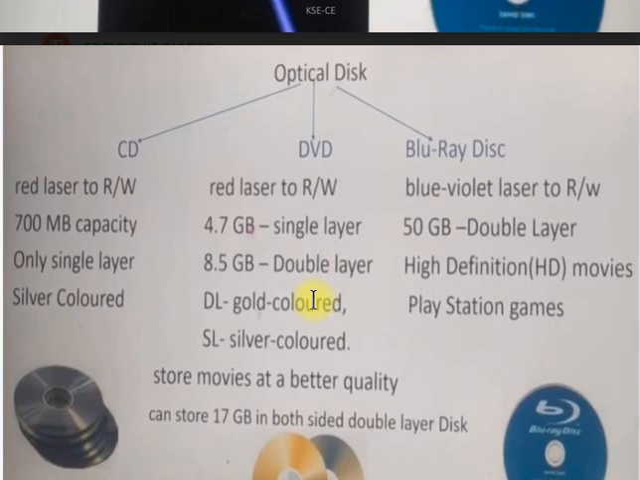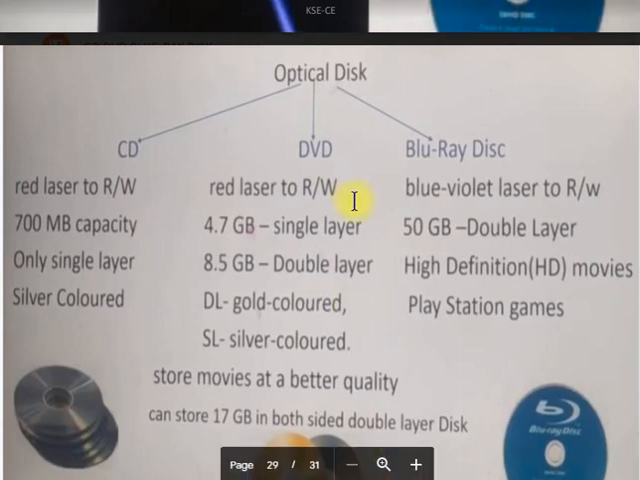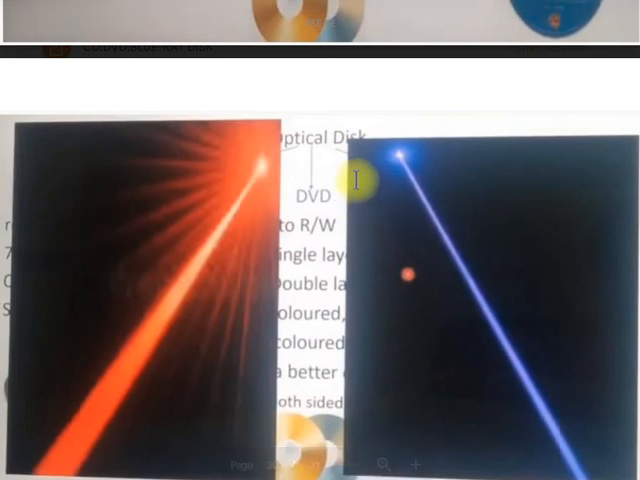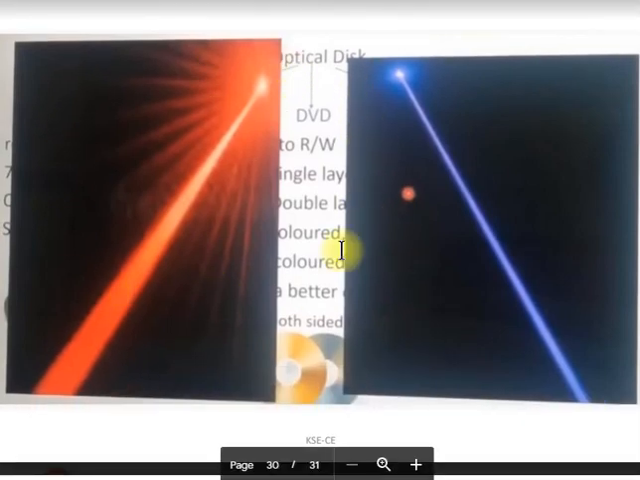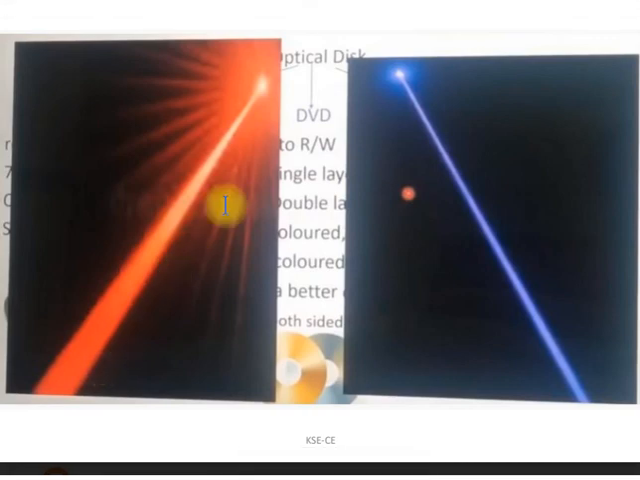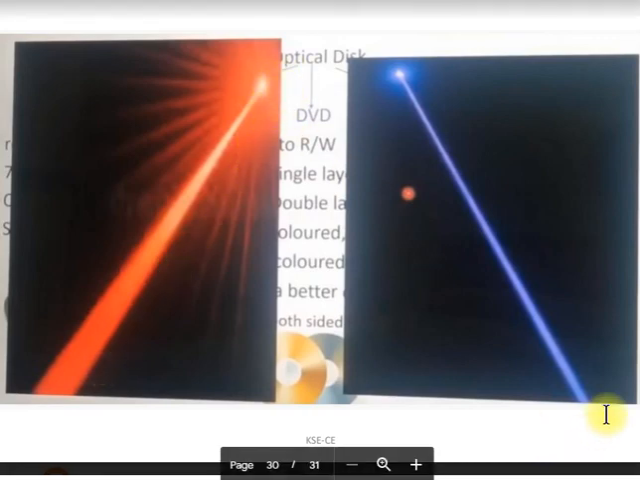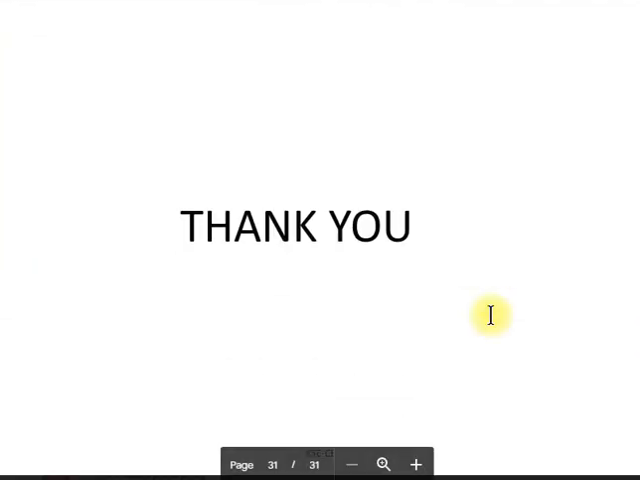And the third type is the Blu-ray disc, which uses blue laser light to read and write data, and its storage capacity is upgraded to 50 gigabyte as a double layer, and you can store high definition movies, games, whatever. So these are the basic differences between CD, DVD and Blu-ray disc. CD and DVD use a red laser light, and Blu-ray disc uses a blue laser light. Thank you.